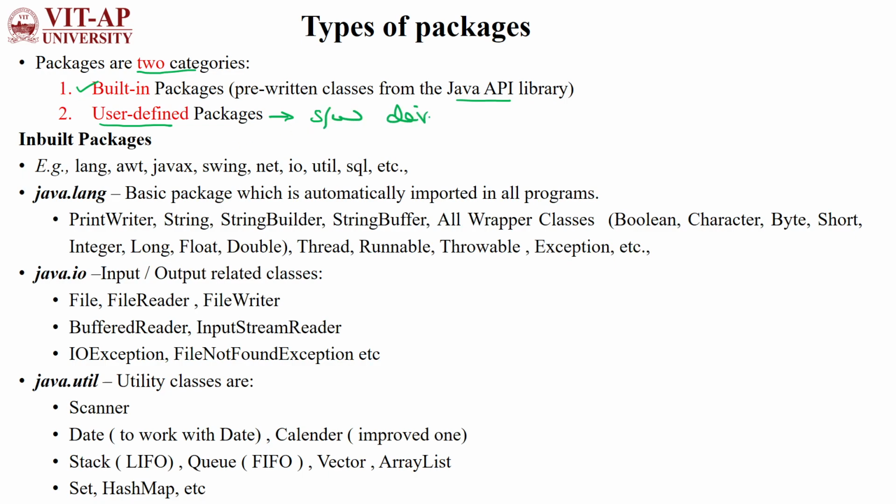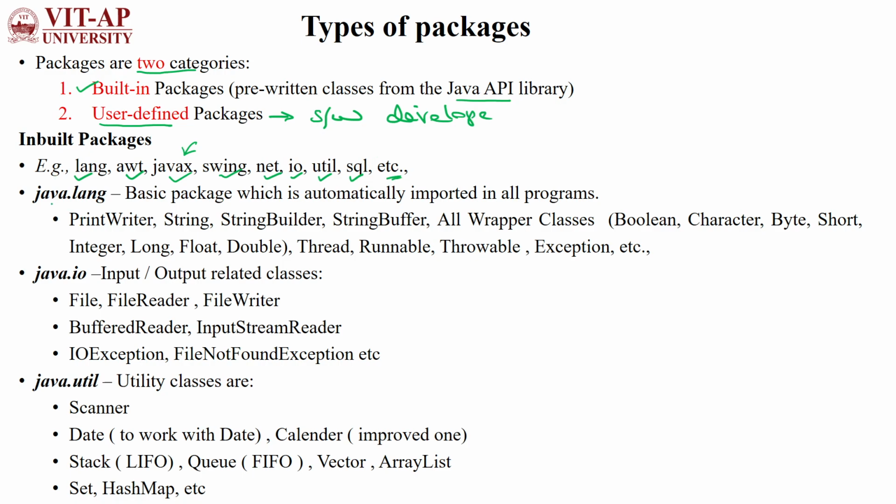So here, for example, for built-in packages: a language package, the abstract window toolkit, Java Swing. Here, this is for the javax user interface, GUI, right? Java Swing, a network related package, an input output related package, utility packages. This is for SQL, like the database connectivity package, etc.